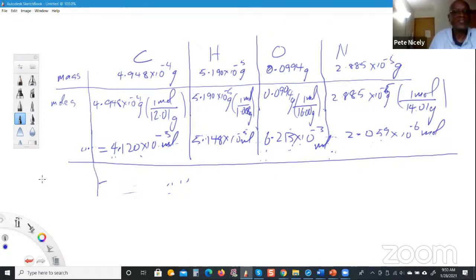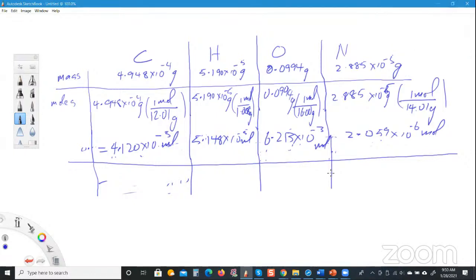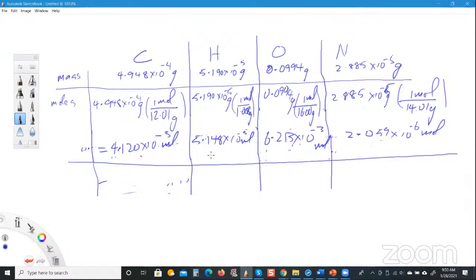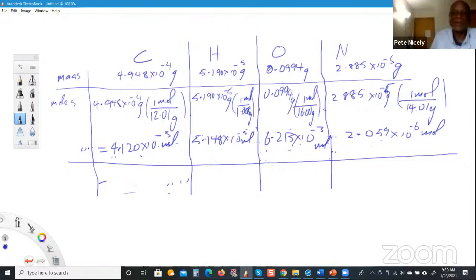So let's go to the next step. Can somebody remind me what the next step should be? Dividing by your lowest value. Exactly. So which of these would be the lowest? Nitrogen? Yes, I would agree with that. So we divide right through by 2.059 times 10 to the minus 6.